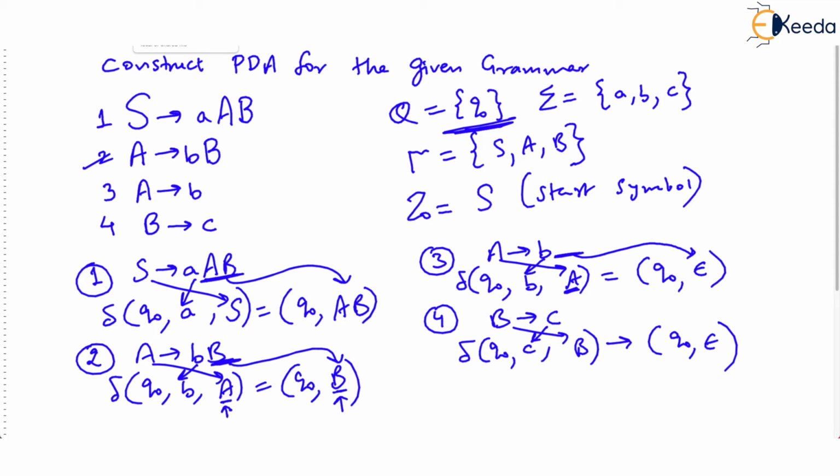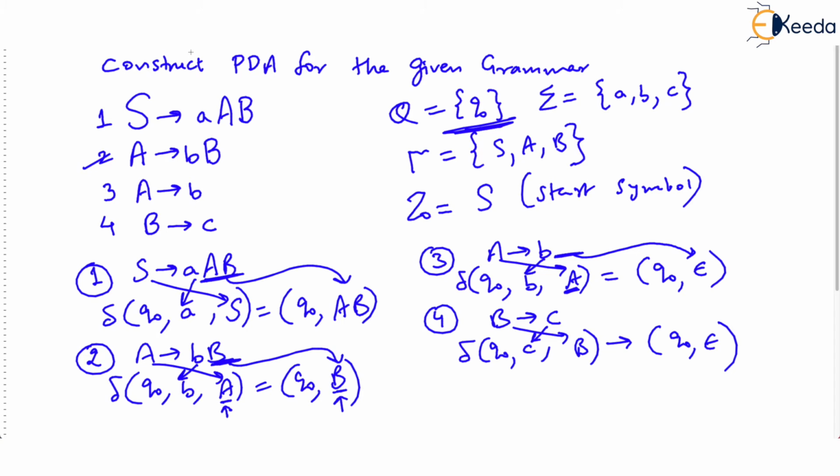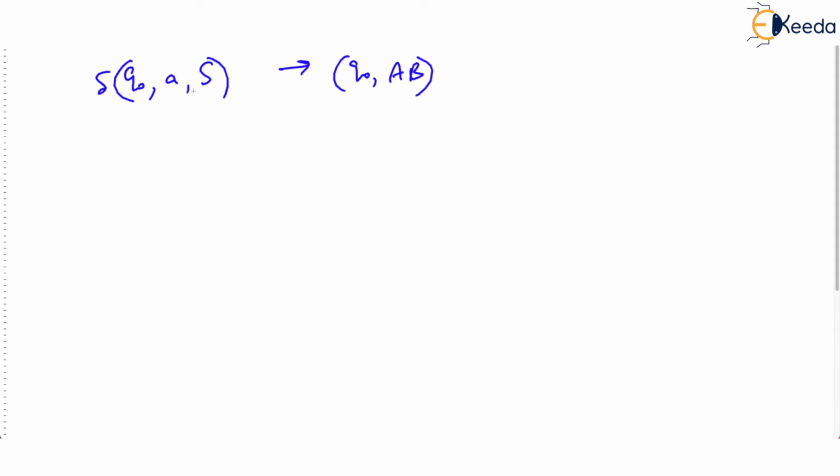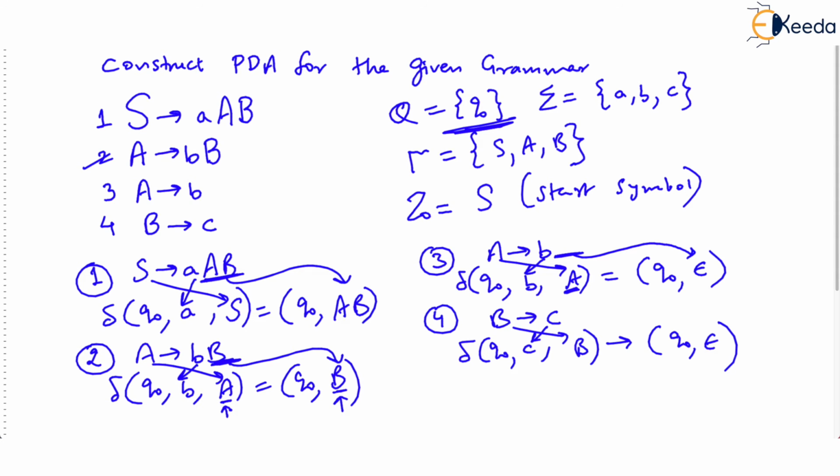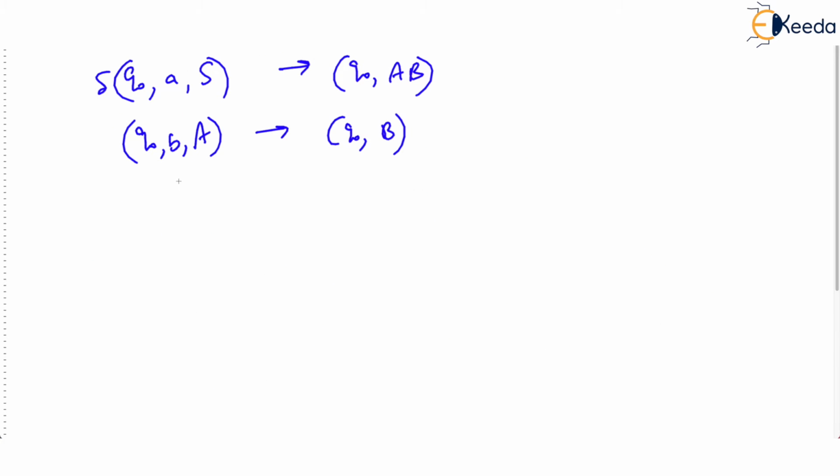So I'll just write all the transitions. The first transition is Q0 A S results in Q0 A B. This is the first delta that we have got. The second one is Q0 B A results in Q0 B. And the third we got was Q0 B A results in Q0 epsilon. This is interesting.